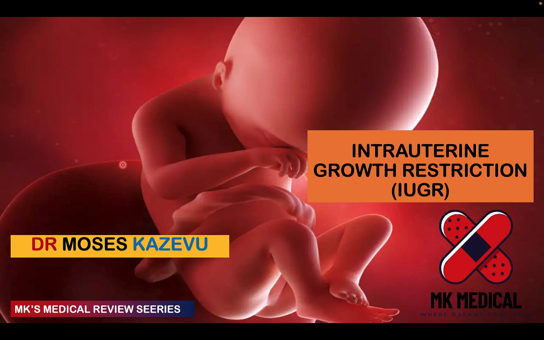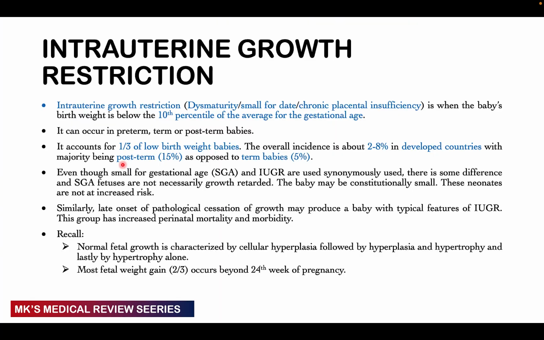Today we're going to be looking at intrauterine growth restriction, or IUGR for short. Remember that most of the fetal growth is going to be characterized by two important cellular adaptation changes. We're going to have cellular hyperplasia, which is what's going to be seen at the beginning. Remember, hyperplasia is an increase in the number of cells.